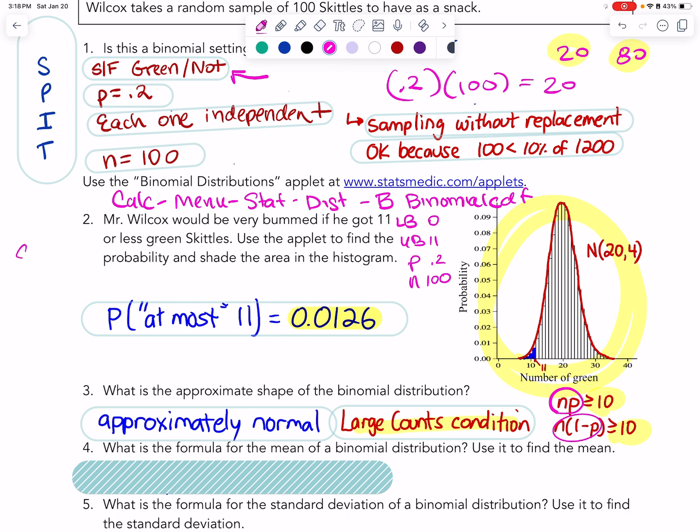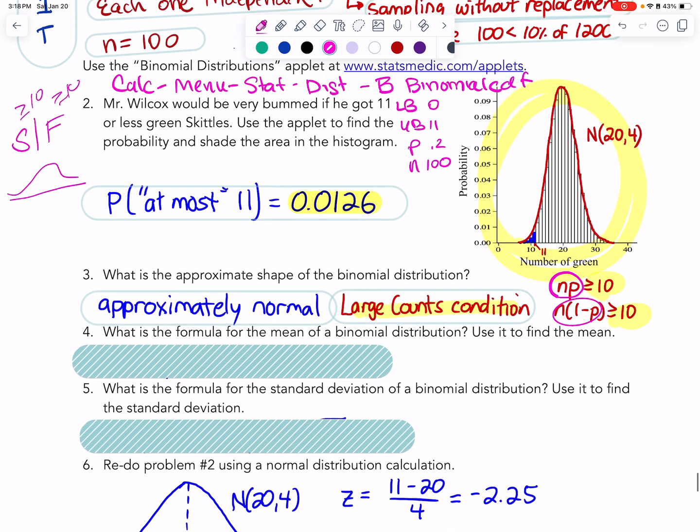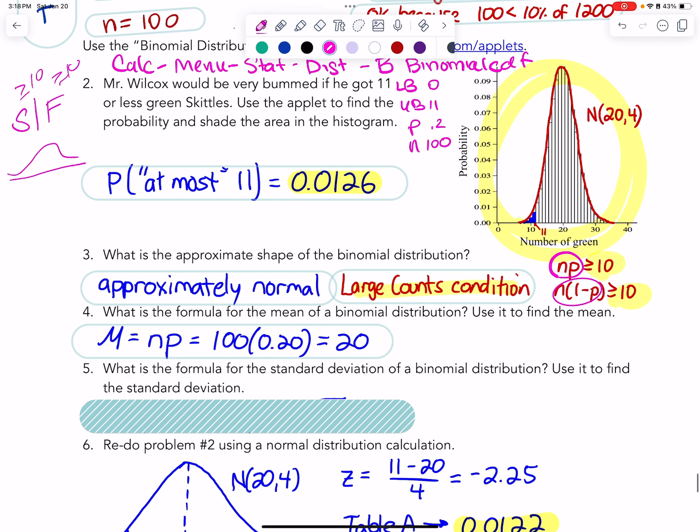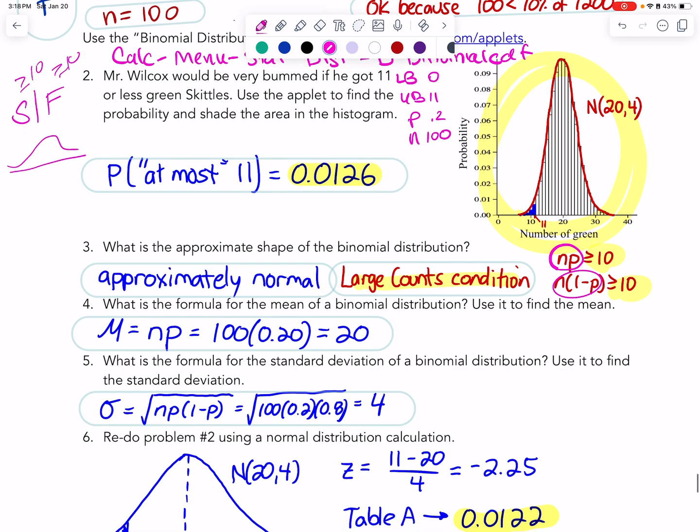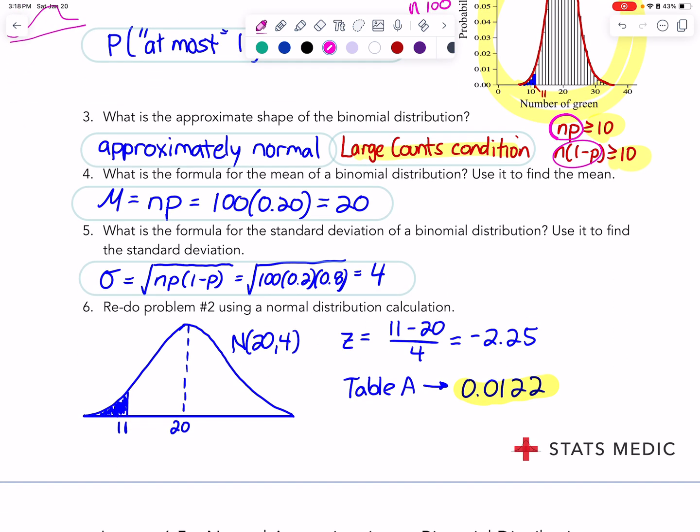Let me go over that again. Basically, I have successes and failures. If both of those are bigger than 10, the shape of my distribution is going to be approximately normal. The formula, which we went over last time, is np for the mean, and the standard deviation is the square root of np(1 minus p). If we did this with a normal approximation, we would go to normal CDF.